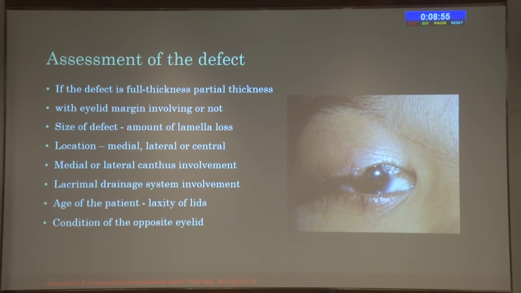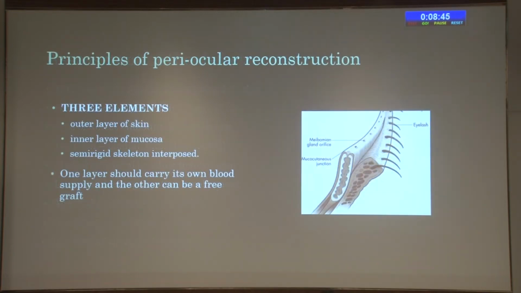patient and laxity of the eyelids is important to decide which kind of reconstruction we want to take up, and including the condition of the opposite eyelid and mobility of surrounding tissues.